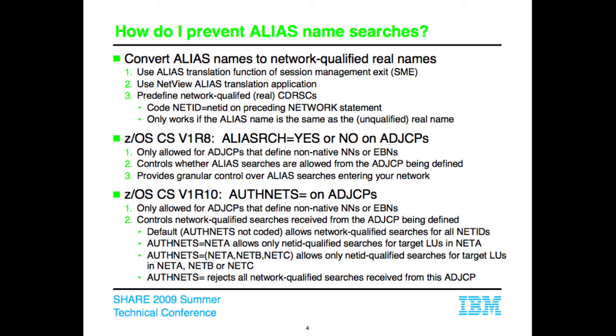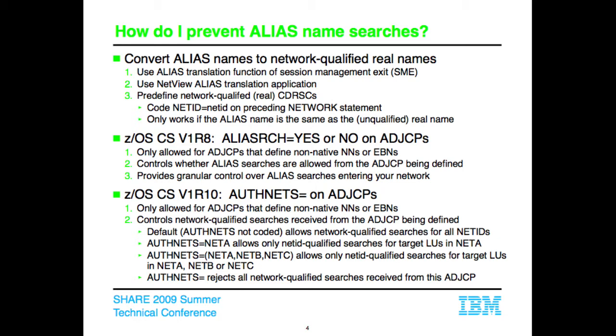In this case, auth-nets can have up to 256 different net IDs that you can code, so that you're allowed to accept searches for those target net IDs from this adjacent node. And of course, just as with the alias search, you can code auth-nets differently on each ADJSSCP definition that represents an adjacent non-native node. All right, auth-nets equals NETA indicates one authorized net ID is allowed.